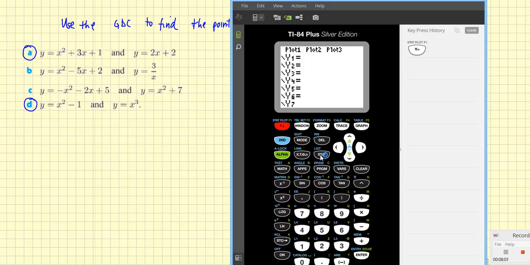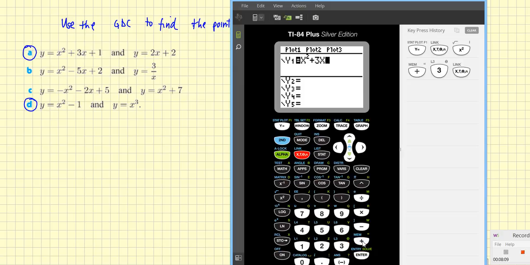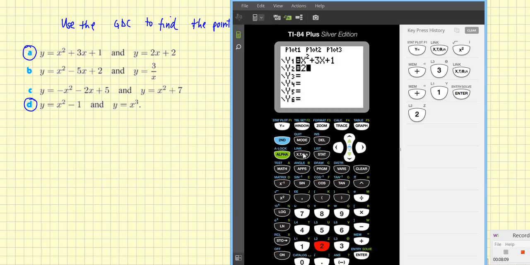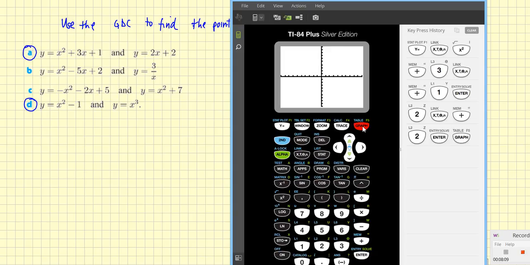Alright, so starting with the first one, I go to the plot, and I do x squared plus 3x, and then plus 1, and there's my first equation, and my second equation to graph would be 2x plus 2. And now I'm going to press enter again, and I'm going to go straight to graph. This may or may not work automatically. I might have to change the window, but let's take a look first to see if I need to change the window in any way or form.